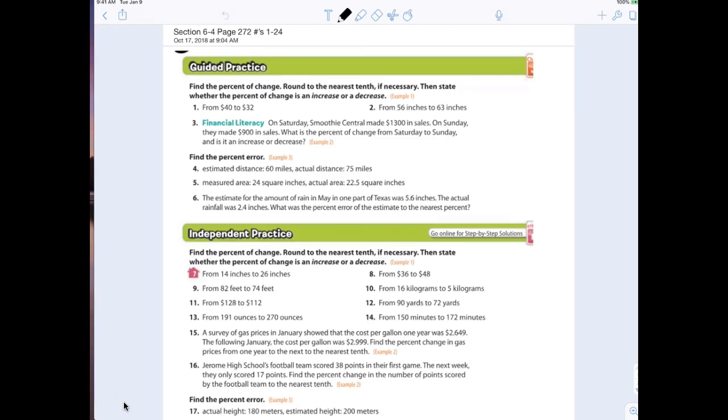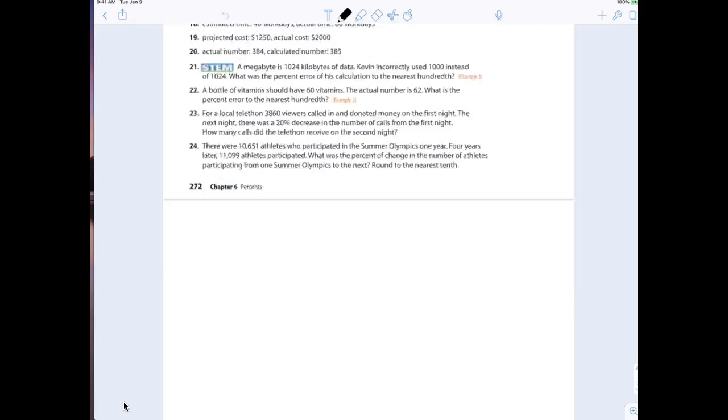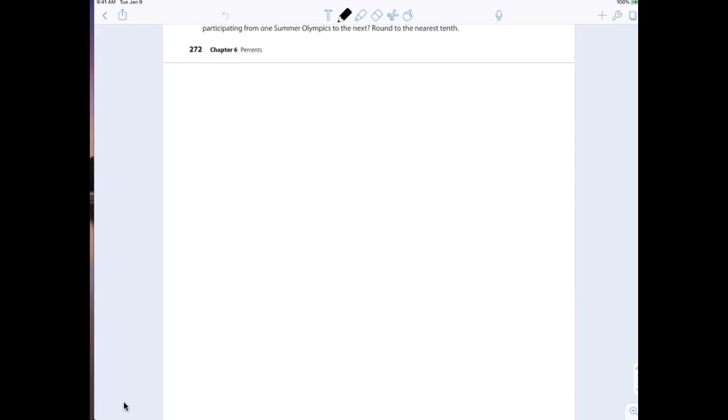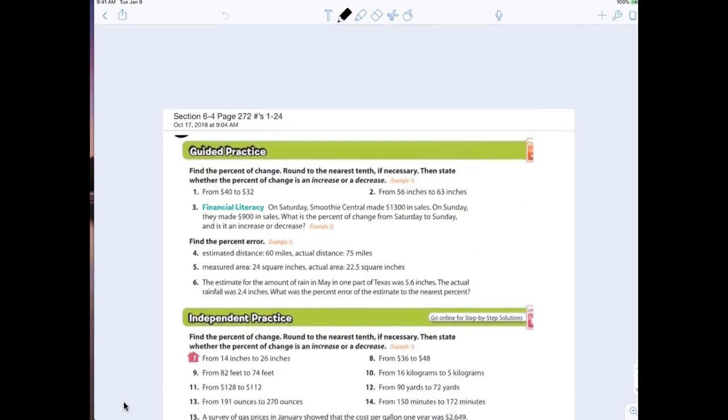And again, we did this last year. All right. Can anybody remember how to figure out the percent of increase or the percent of decrease? Do you remember that? I know we did it. Do you remember? I remember doing it, but I forgot.